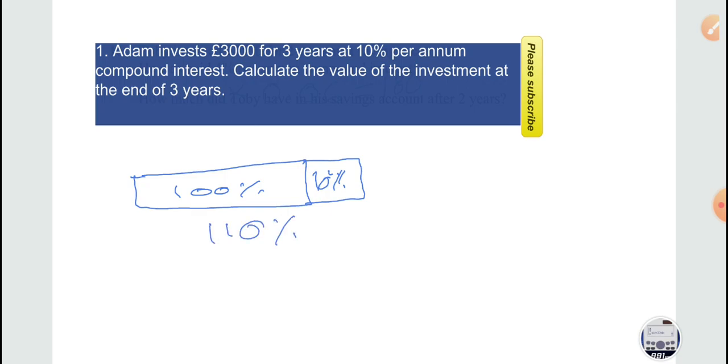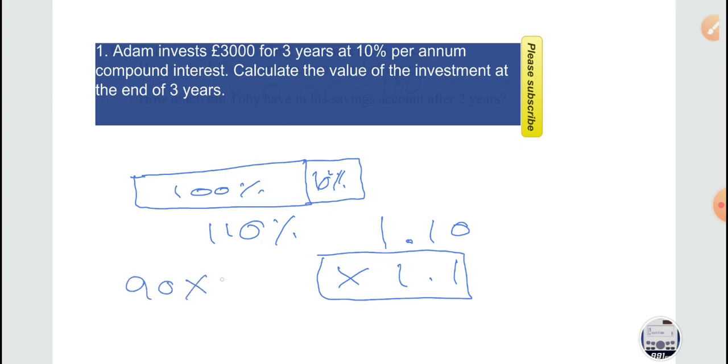Now if I do 110 divided by 100, I would get 1.10, which we can just write as 1.1. And this is the decimal multiplier. So if I want to increase anything by 10%, I just have to times it by 1.1. So for example, if I want to increase £90 by 10%, I do 90 times 1.1. Or if I want to increase £80 by 10%, I do 80 times 1.1.